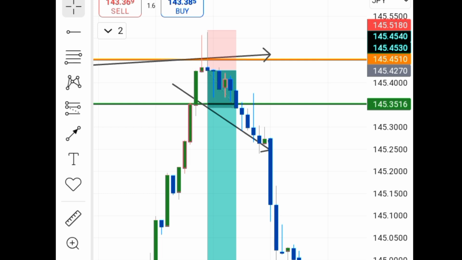And just looking at support and resistance is even the simplest strategy here to trade.